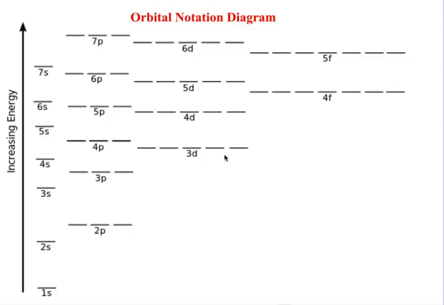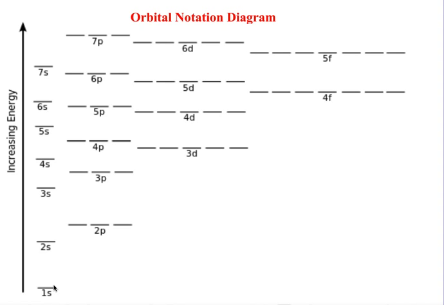Today I'm going to show you how to use orbital notation. Orbital notation is just another way of representing the electron configuration of an element, so it shows where the electrons live in the atom. This first slide is the general layout of the orbital notation diagram.